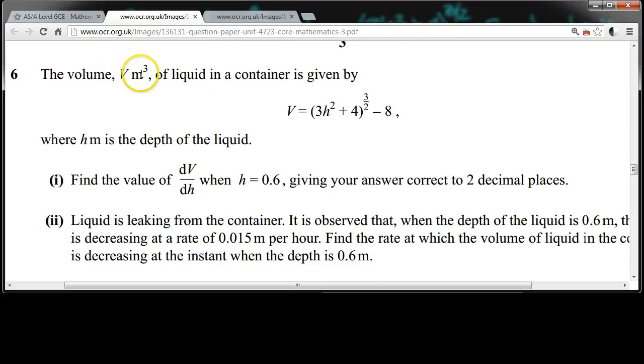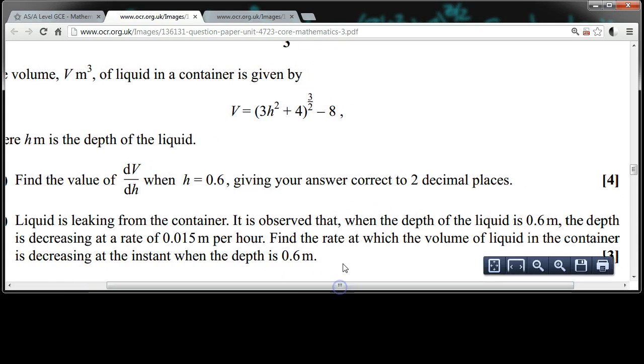The volume V meters cubed of liquid in a container is given by the formula here, where h is the depth of the liquid. Find the value of dV/dh when h is 0.6, giving your answer correct to 2 decimal places. Liquid is leaking from the container. It is observed that when the depth of the liquid is 0.6 meters, the depth is decreasing at a rate of 0.015 meters per hour. Find the rate at which the volume of liquid in the container is decreasing at the instant when the depth is 0.6.